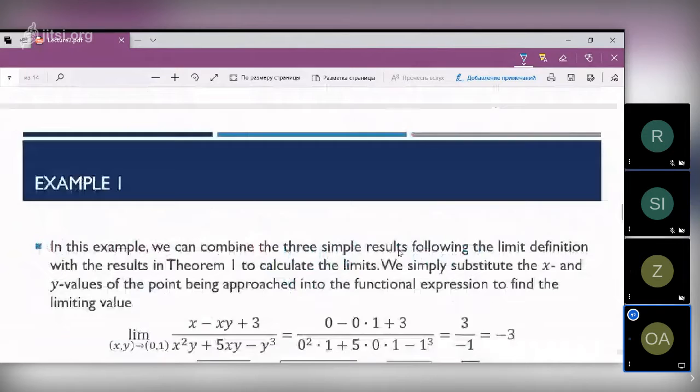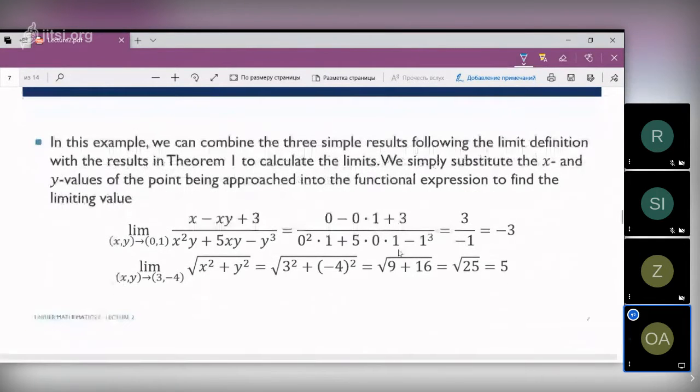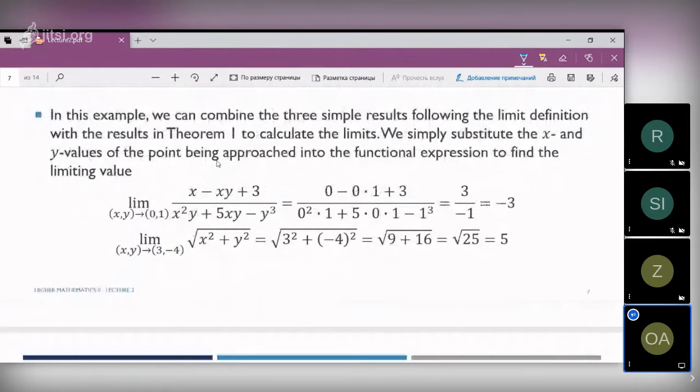Okay. In this example, we can combine the three simple results following the limit definition with the results in Theorem 1 to calculate the limits. We simply substitute the x and y values of the point being approached into the functional expression to find the limiting value. This is a little bit big example, but it's not terrible. It's super easy.